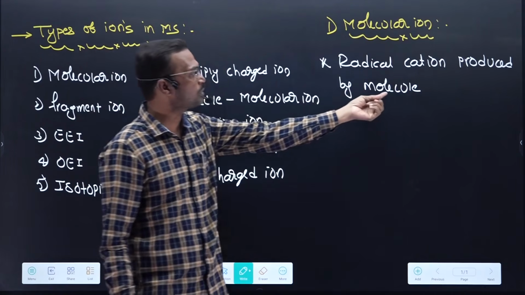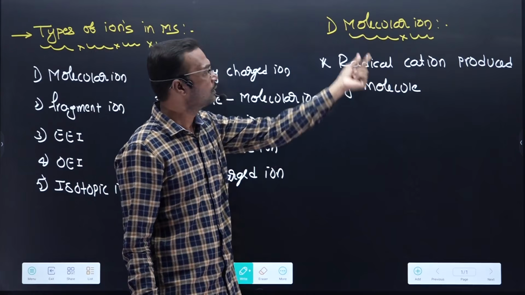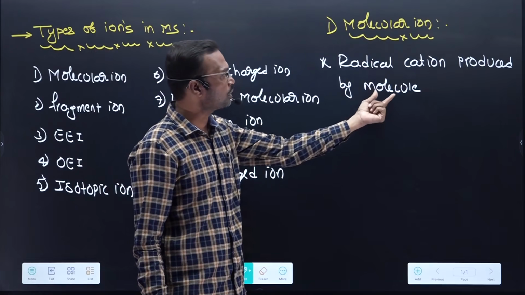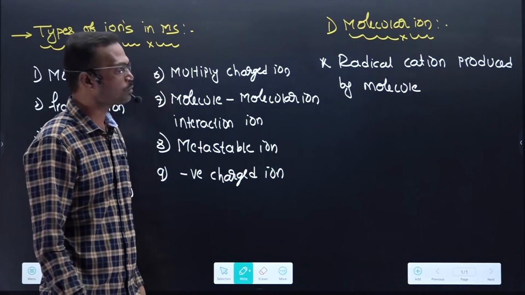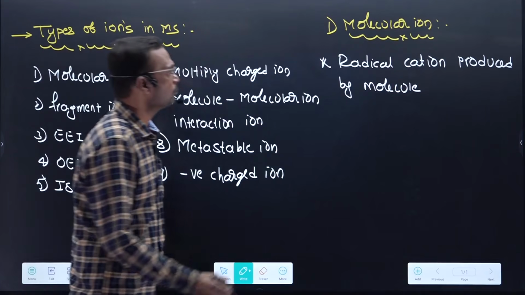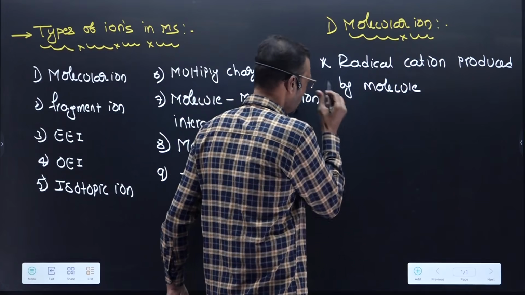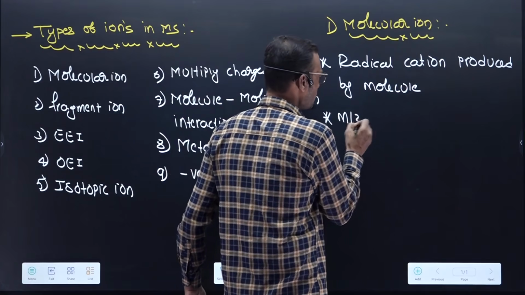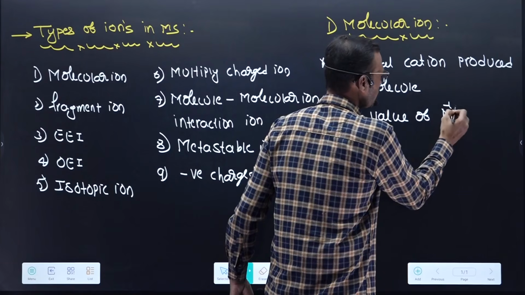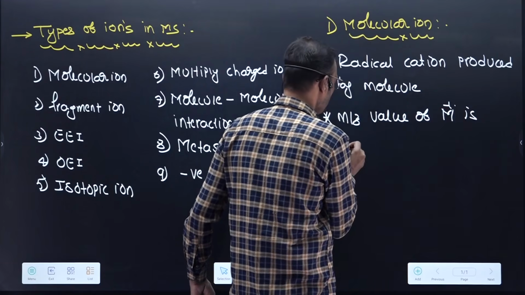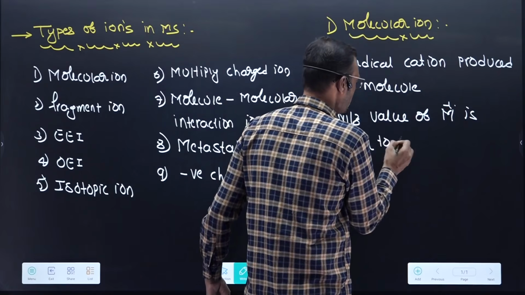Initially, this molecule should be in gaseous form. This point is already given. This molecule should be in gaseous form that will lose one electron and form a radical cation. So a radical cation produced by a molecule is called molecular ion. Okay. So the m/z value of molecular ion is equal to the mass of the molecule.